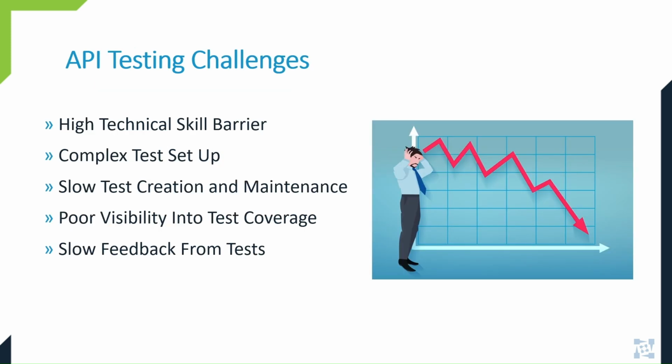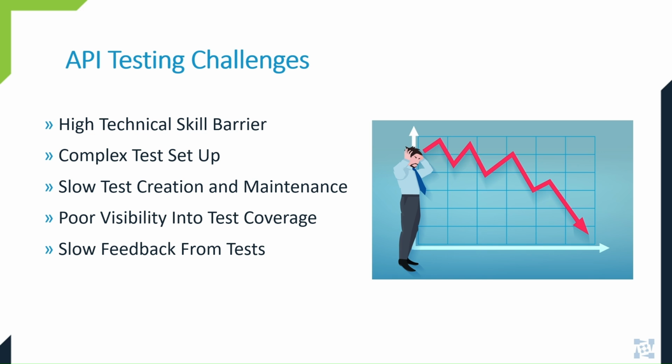Now let's take a few minutes to talk about what's slowing teams down when it comes to API testing. First, the high technical skill barrier. A lot of teams rely on only a few experts to write and maintain tests, which limits who can contribute. Exactly. If you're not comfortable with writing scripts or understanding API contracts, you're stuck waiting on someone else. That's a bottleneck we see all the time.